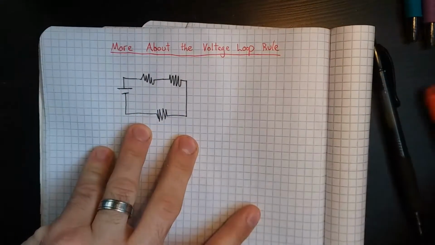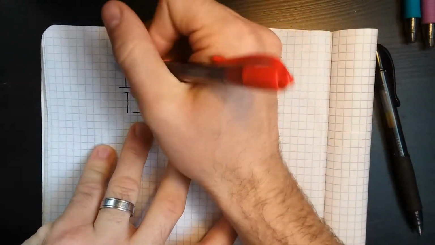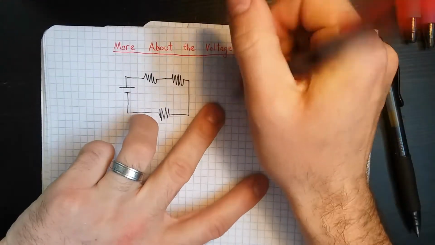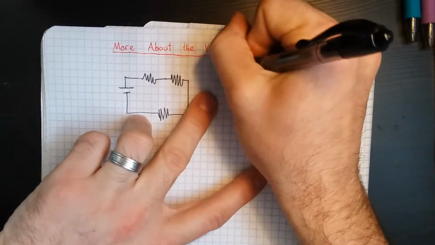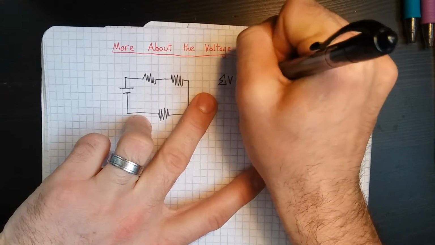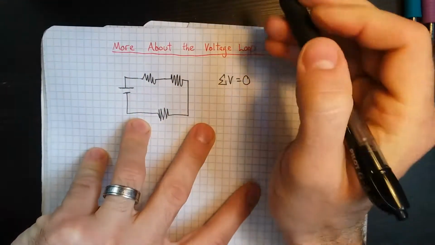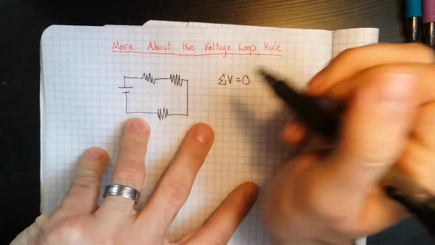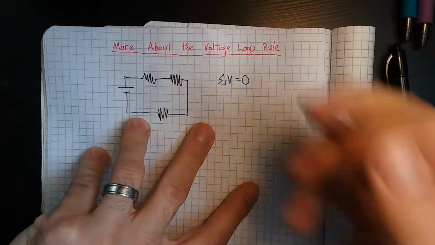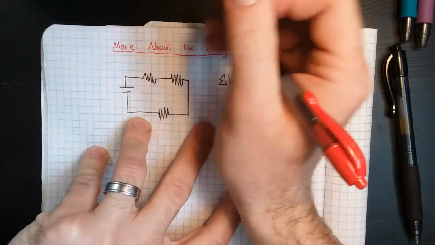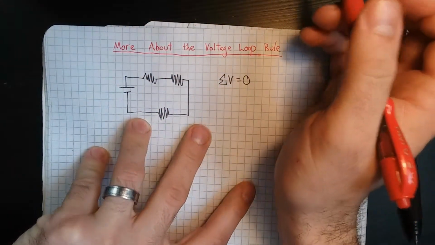A reminder about the voltage rule. It says whatever voltage you gain in a circuit, you have to lose. Whatever potential energy these charges get from the battery gets used up throughout the entire circuit. That's always the case as it turns into heat across these resistors. So the question was, could voltage be negative?